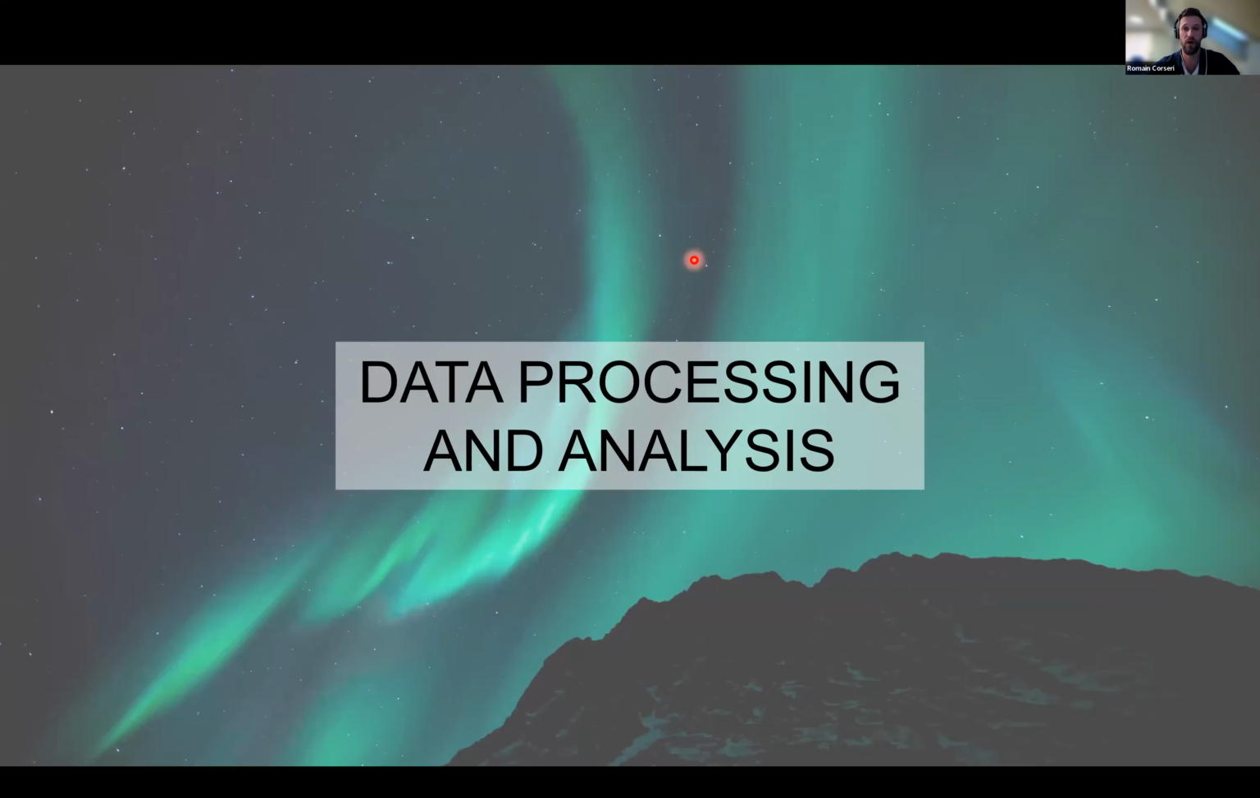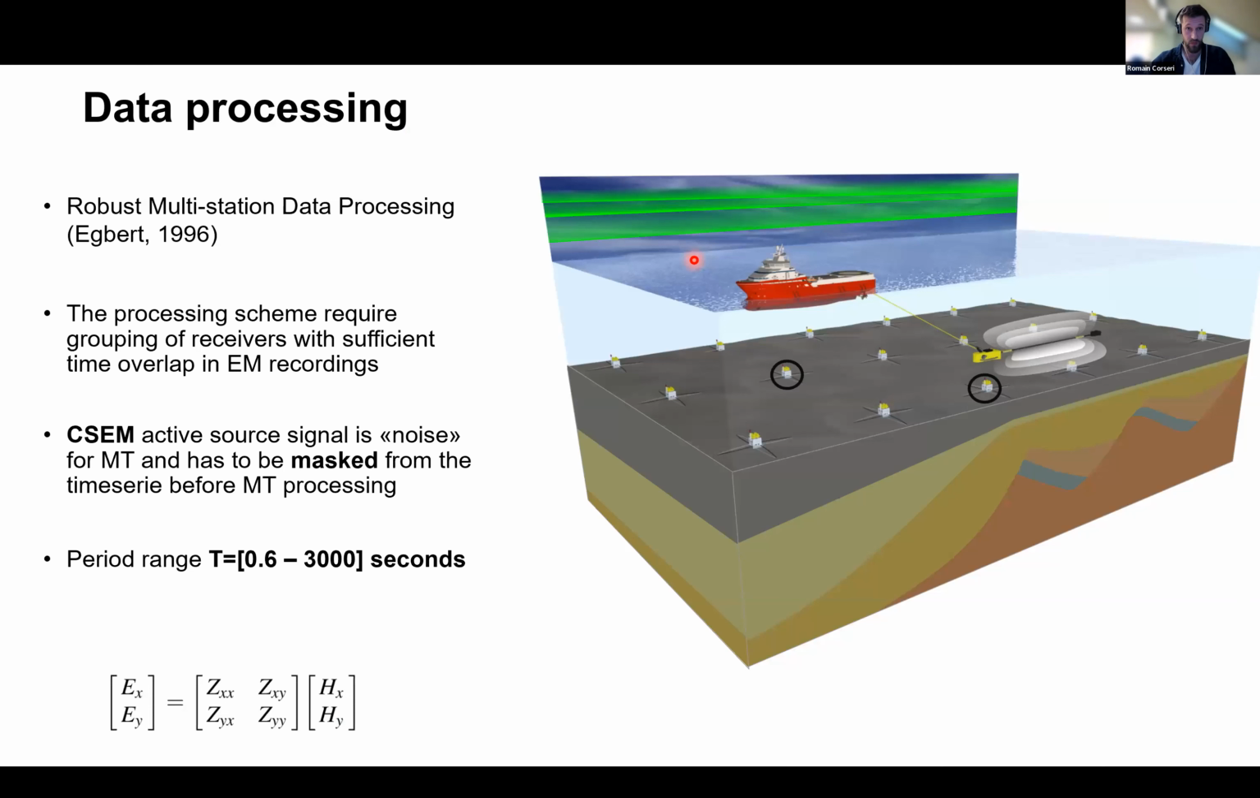So now I'm going to go through a bit of data processing and analysis. I've been using the robust multi-station data processing scheme first designed by Gary Egbert. In this processing scheme, we group receivers together and try to find some coherent signal to extract the magnetotelluric data. However, for this data in the Barents Sea, which was acquired primarily for controlled source electromagnetics, we have an active signal coming from the source, and it has to be masked in order to extract the proper MT data.